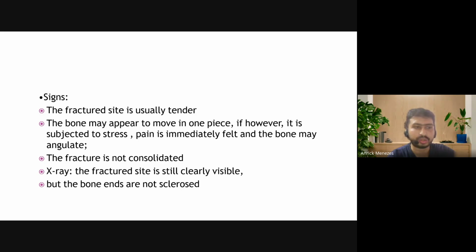Signs: the fracture site is usually tender, the bone may move at one place when it is subjected to stress, the fracture is not consolidated, and the fracture line is clearly visible. These are all the factors. If they pile up and cluster together, we can consider that the bone is still undergoing delayed union. That's how we can consider that.